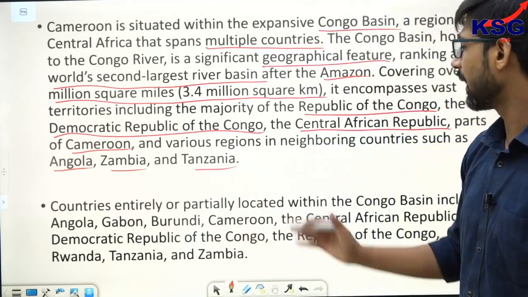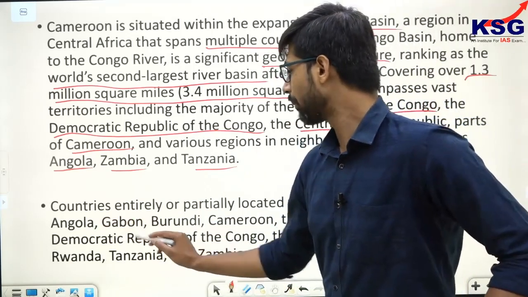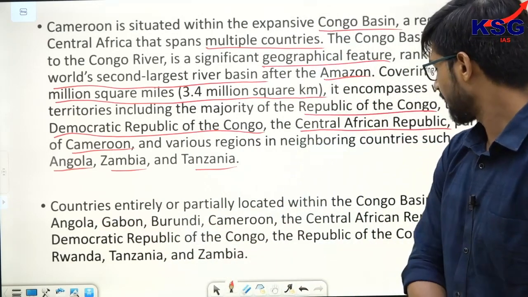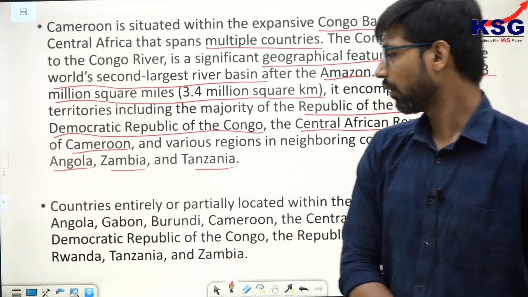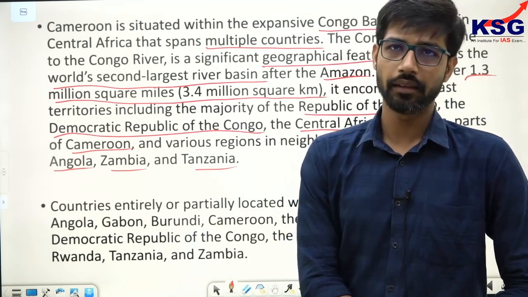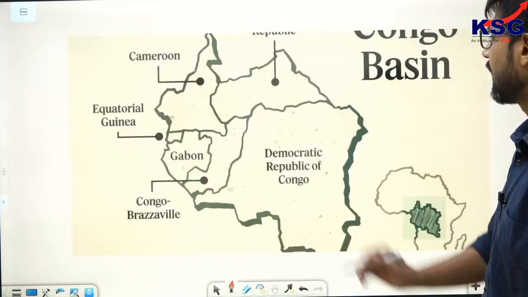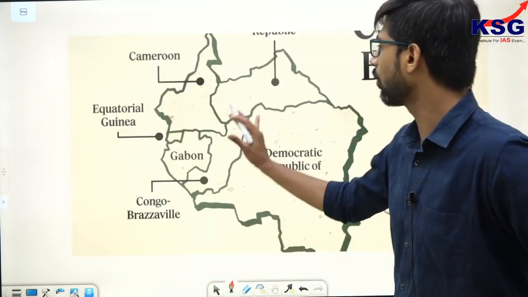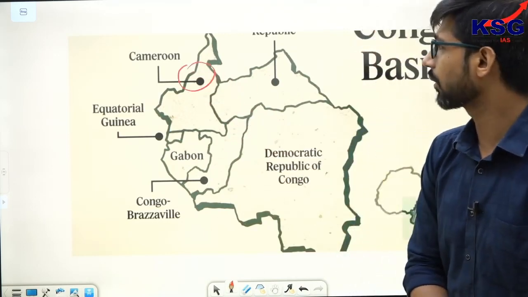The countries which are entirely or partially located within the Congo Basin include Angola, Gabon, Burundi, Cameroon, Central African Republic, the Democratic Republic of Congo, the Republic of Congo, Rwanda, Tanzania, and Zambia. These are all African countries. Please try and remember the names of these countries. This is the Congo Basin, wherein the Congo River is very, very important. And herein lies our country, the answer to our question, Cameroon.